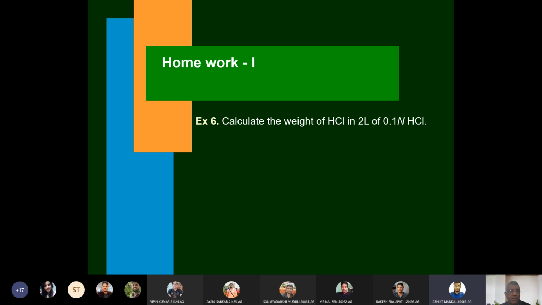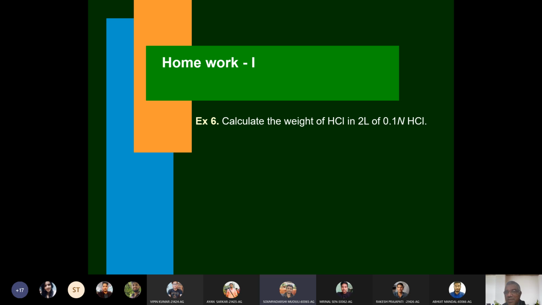Now next is calculate the weight of HCl in 2 liter of 0.1 normal HCl. Can you do it now? Calculate the weight of HCl in 2 liter of 0.1 normal. 7.3. So fast. 7.3 gram. So fast.